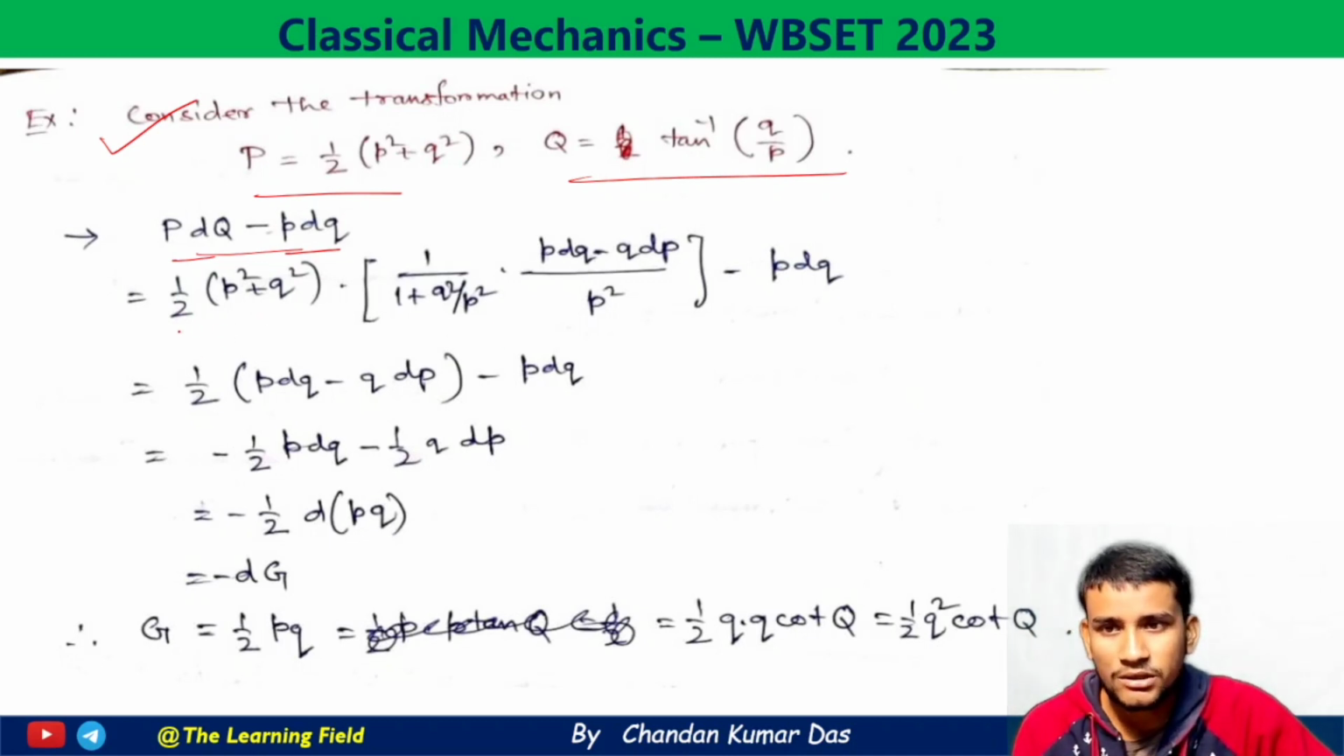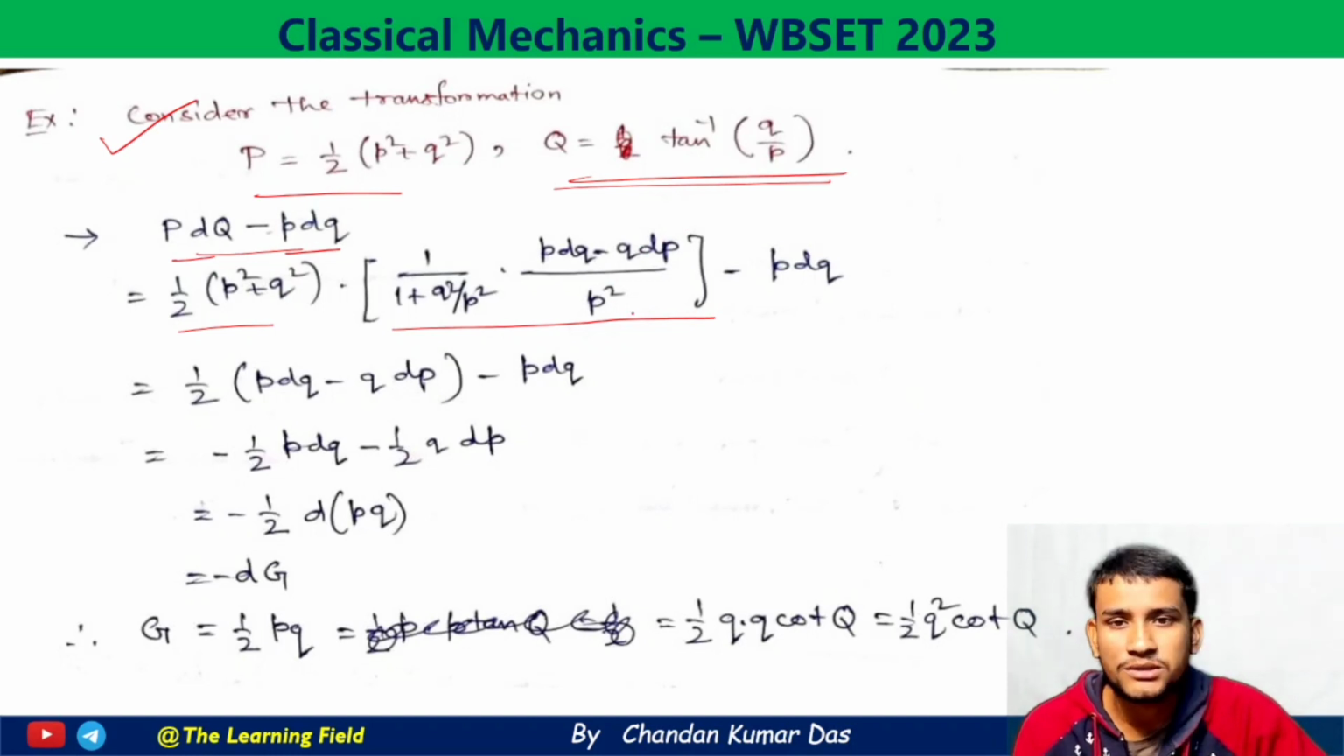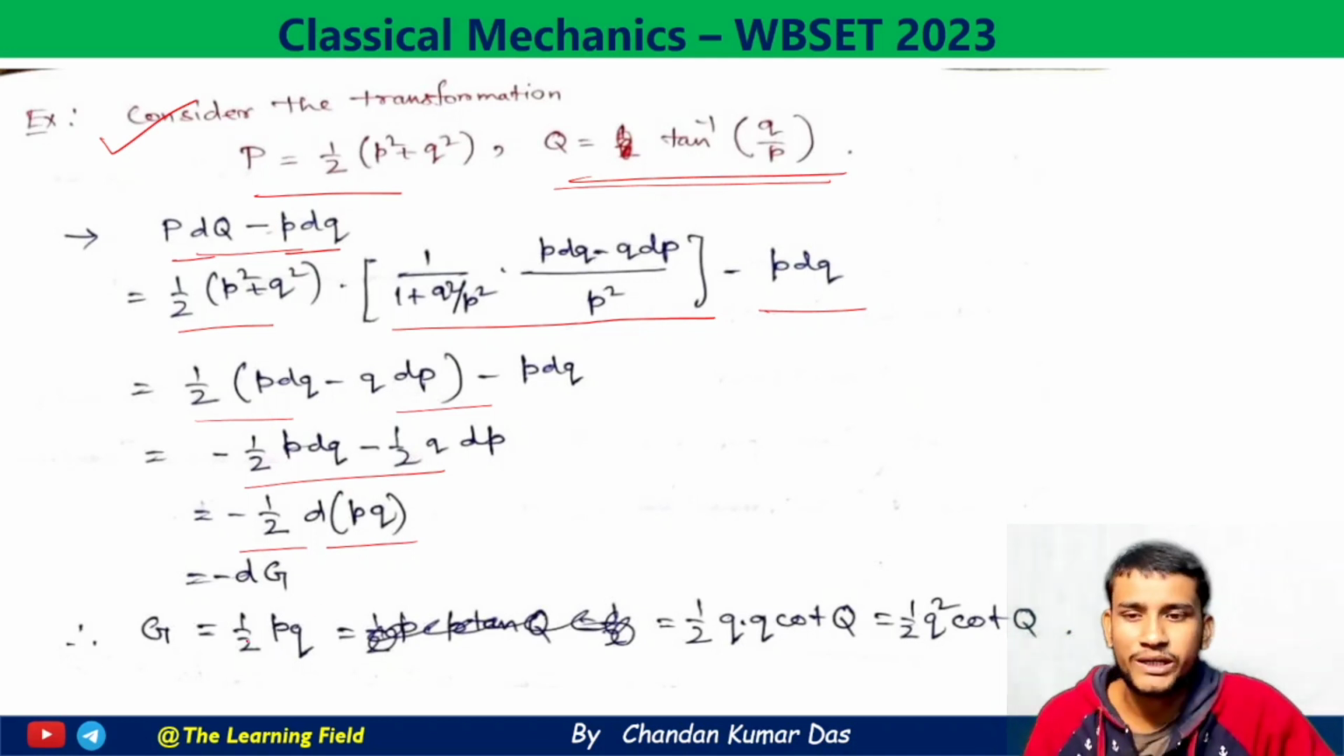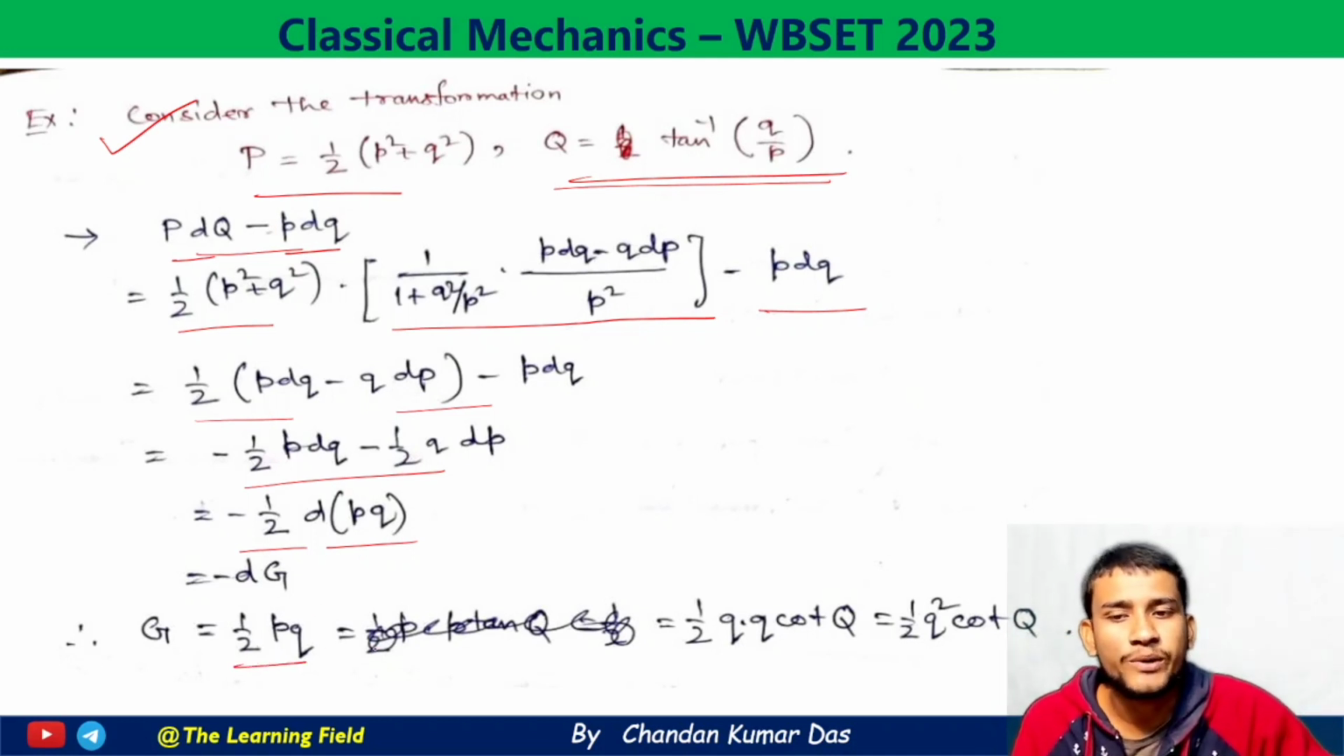So this is equal to p dq, meaning half into this one and d of q, and we already know that d of q equals this one, the differentiation of tan inverse, so p dq. So we can write half into p dq minus q dp minus p dq, which is equal to this one, and this is equal to minus half into d of pq, that is minus d into g, or you can also write simply dg, or g equal to plus or minus functions. This is equal to half into pq, g. So this is the generating function.